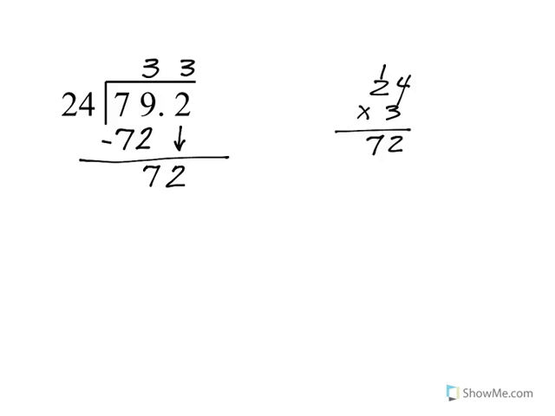3 groups of 24 multiplied together would be 72. 72 minus 72 is 0. Now, if I have placed my digits in the correct spots above their correct term where we were dividing, then all I need to do is bring my decimal point straight up and line it up at the top. And so the answer is 3 3/10.